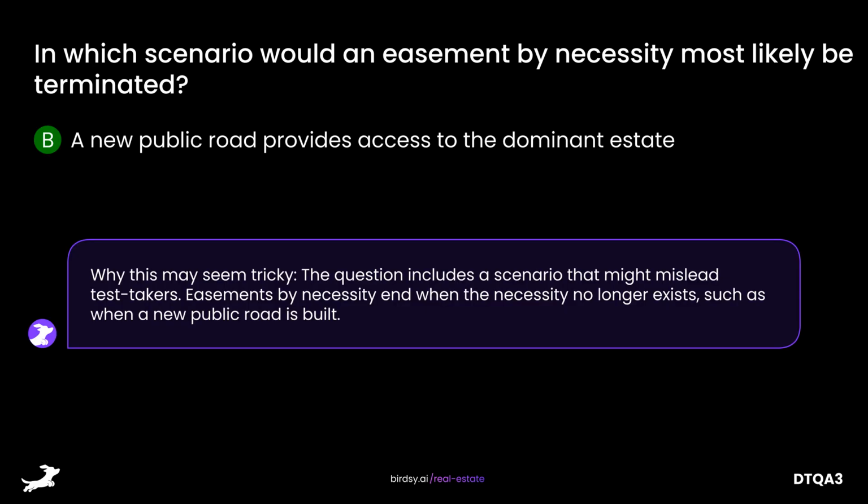Why this may seem tricky. The question includes a scenario that might mislead test takers. Easements by necessity end when the necessity no longer exists, such as when a new public road is built.